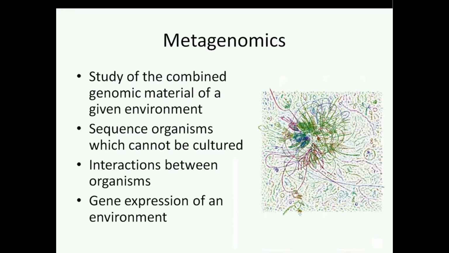With this new technology, we've really looked into this field of metagenomics, where you combine the genetic material of a given environment. This is really useful because you can sequence organisms which are hard to culture or just simply cannot be cultured. You can also look at the interactions between these organisms and look at the gene expression of a given environment instead of under ideal lab conditions.